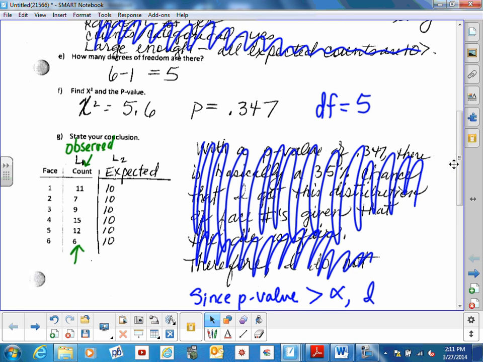Okay, so that's all of that one. Now what I want to do, I'm actually going to split this thing in half.